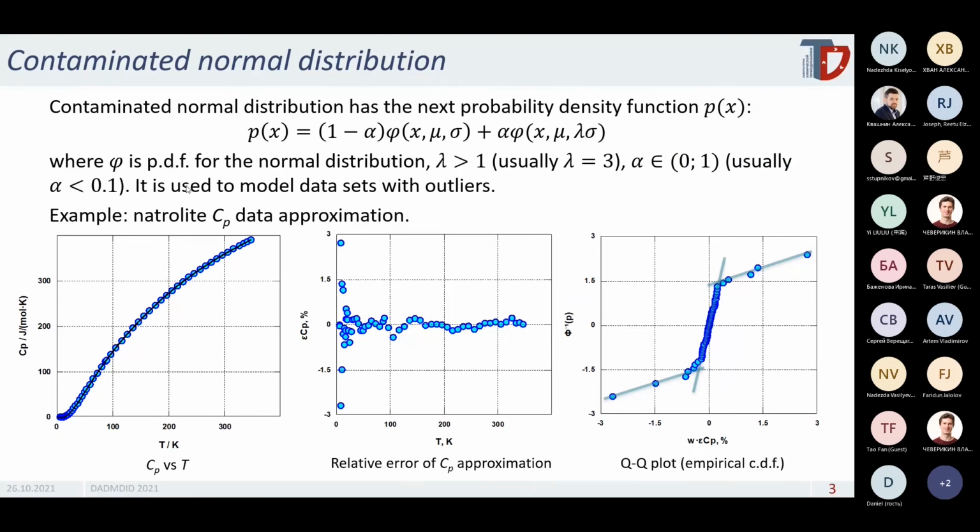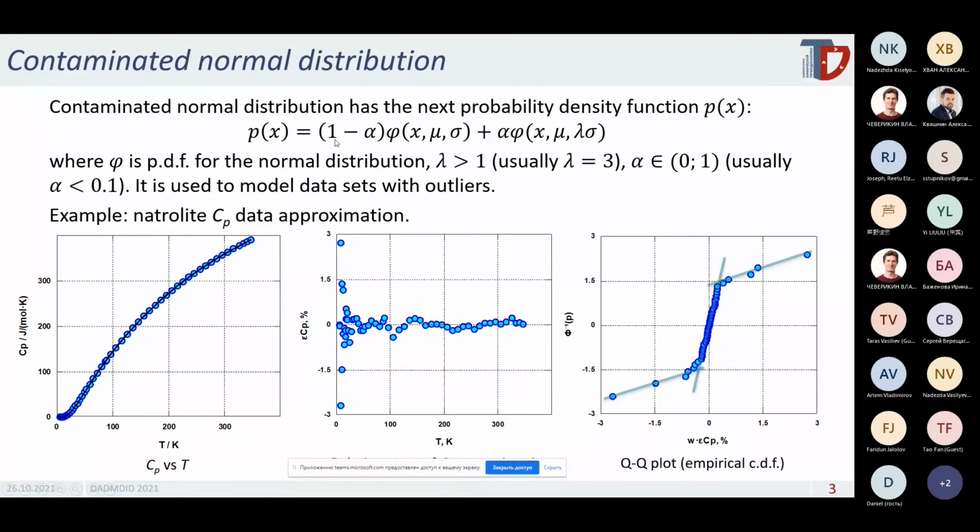When we talk about outliers and robust regression, we often use the so-called contaminated normal distribution that was suggested and researched by John Tukey in the middle of the 20th century. The contaminated normal distribution resembles the normal distribution, but it has two terms.